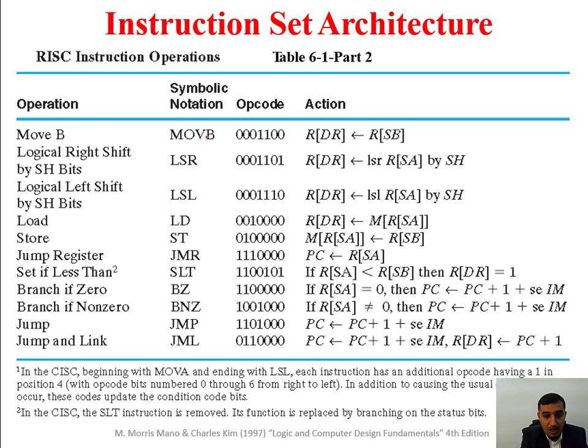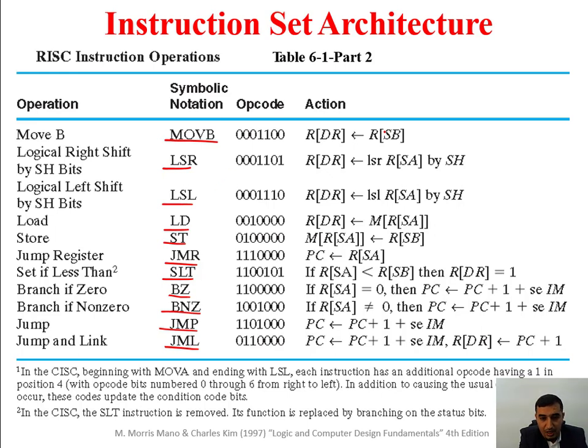This is part B, where we have move B, logical shift right, logical shift left. We have the load, we have the store, we have jump, we have set if less, we have branch on 0, branch if not 0, jump and link. All of these are the instructions which constitute the reduced instruction set computer.